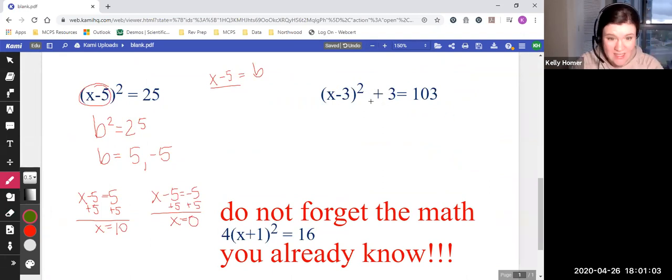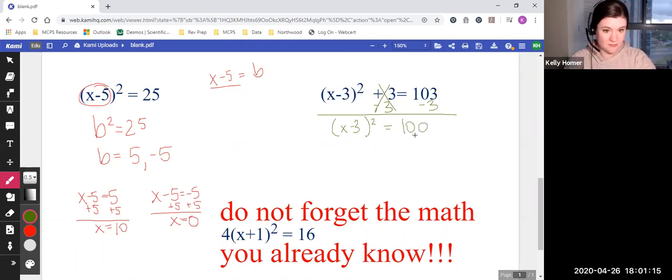The first thing I want to get rid of is this 3. Let's subtract 3 on both sides, right? X minus 3 squared now is going to equal 100, right? That looks a little better. Because I know I'm taking the square root of both sides. I know I haven't said square root in this video yet, but that's what I'm doing.